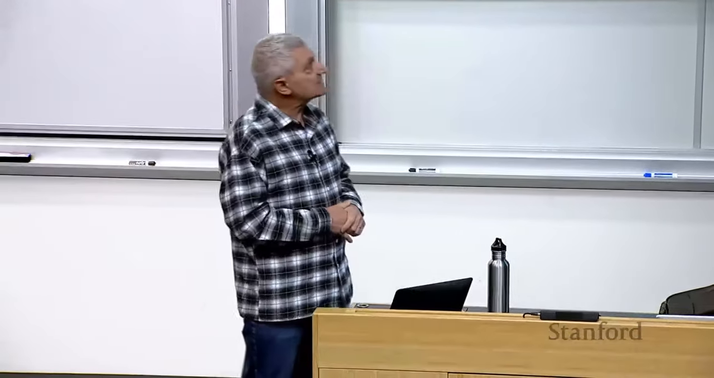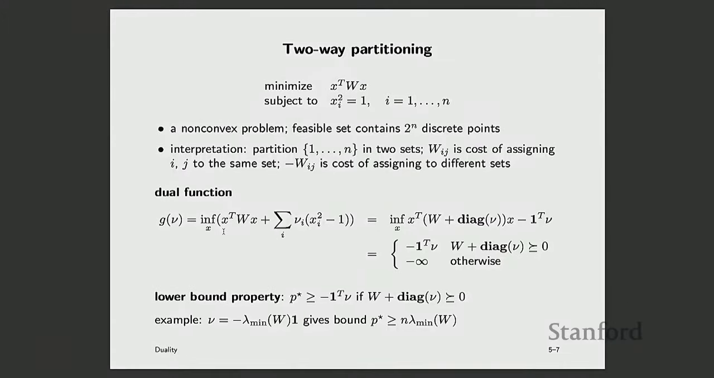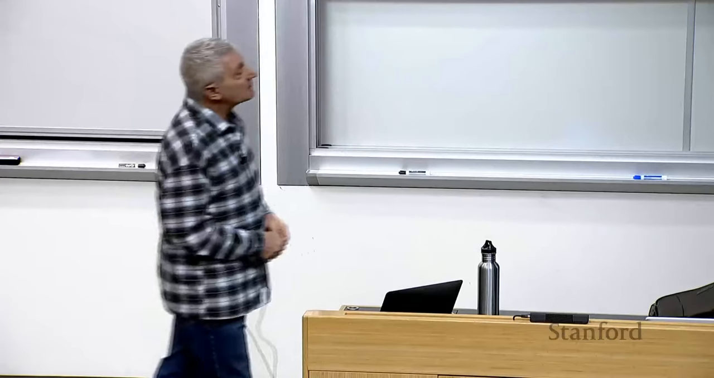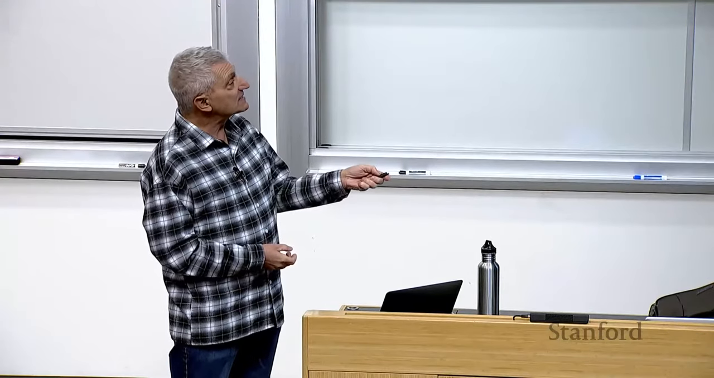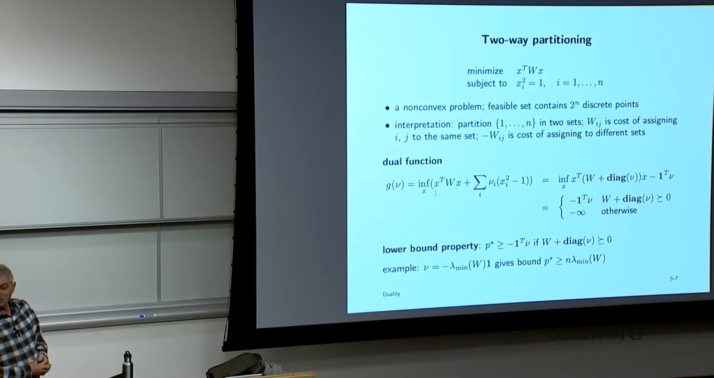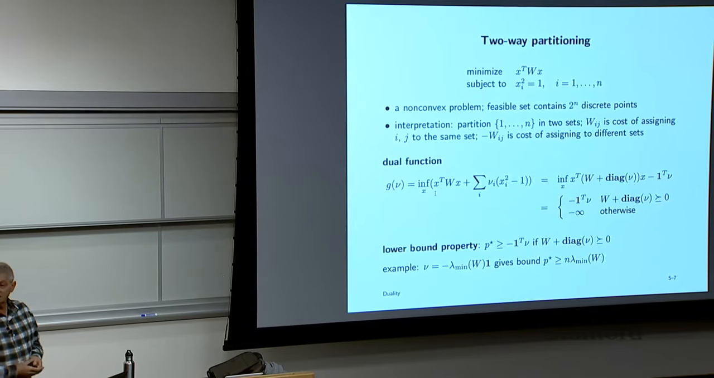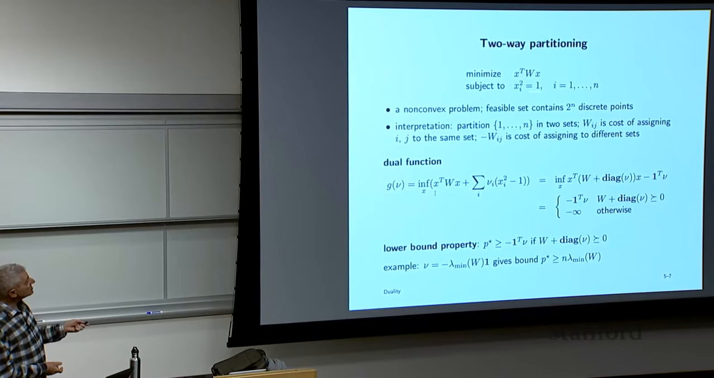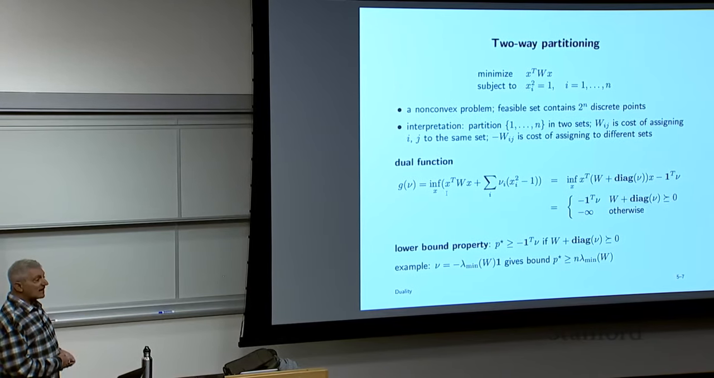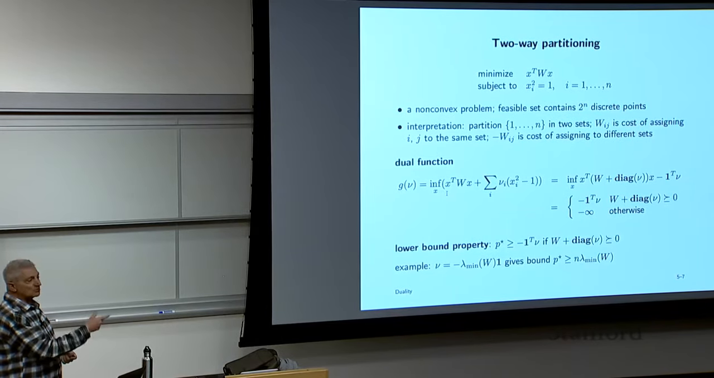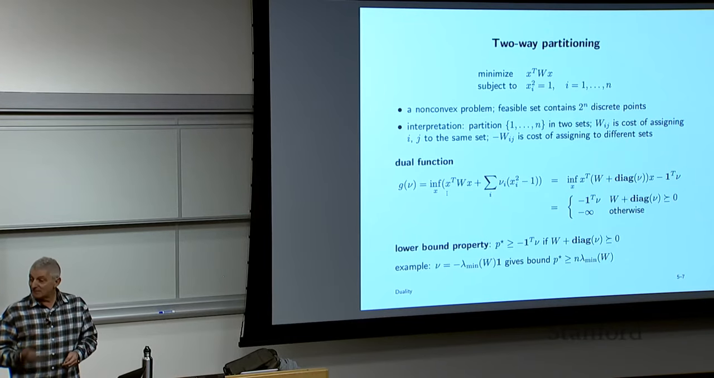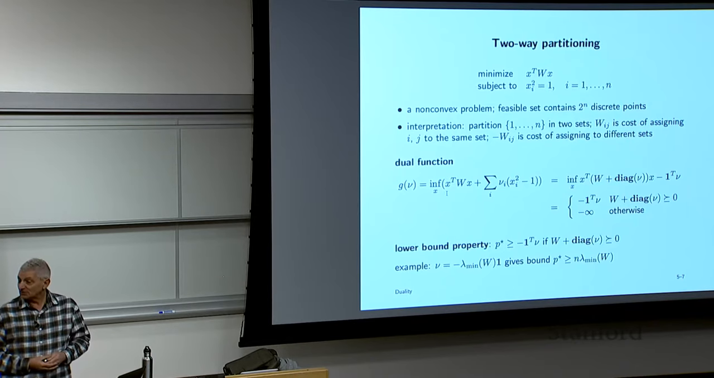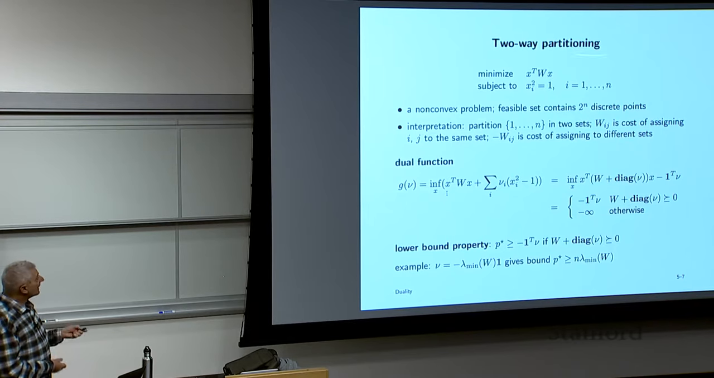Here's an example. This is the partitioning problem. I think we talked about it last time. It's not convex for a couple of reasons. Number one, we didn't say that W was positive semidefinite, so your objective does not have to be convex. The other one, which makes this very much not a convex problem, is that we have x_i squared equals one, and you can't do that. In a convex problem, equality constraints must be affine.